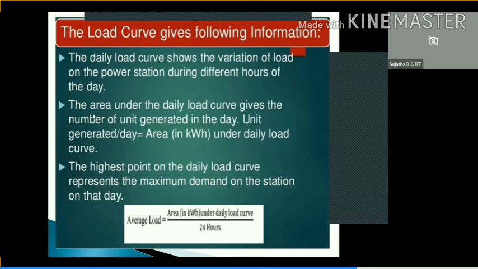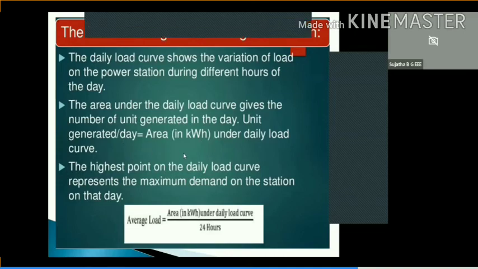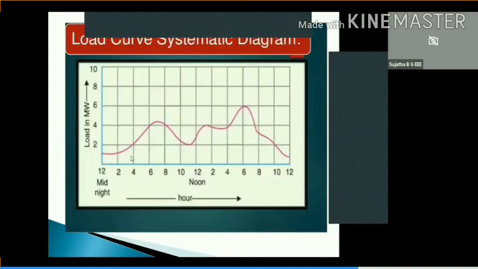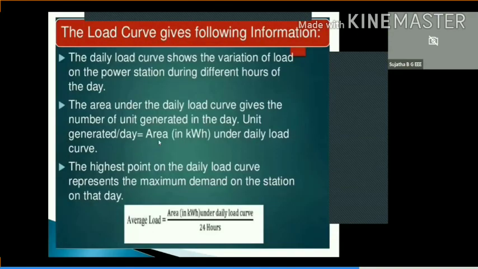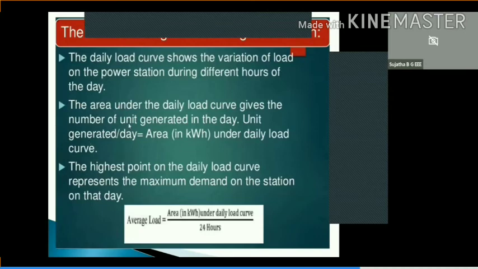And also it is seen that the area under the daily load curve gives the number of units generated in the day. Units generated per day will be equal to the area in kilowatt hour under the daily load curve. I have shown here a daily load curve. So the area of the load curve represents how many kilowatt hours, and you know that 1 kilowatt hour is nothing but a unit. So how many units are generated is known from the daily load curve by just calculating the area of the load curve.